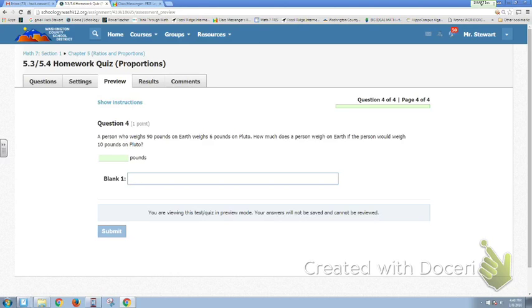Okay. The last question is a nice little word problem. I'll read this out loud. It reads, a person who weighs 90 pounds on Earth weighs 6 pounds on Pluto. Now it reads, how much does a person weigh on Earth if a person would weigh 10 pounds on Pluto? So if we could ever get a human being to stand on Pluto, the weight that you would feel would make you feel like you're 6 pounds, which would be incredible.